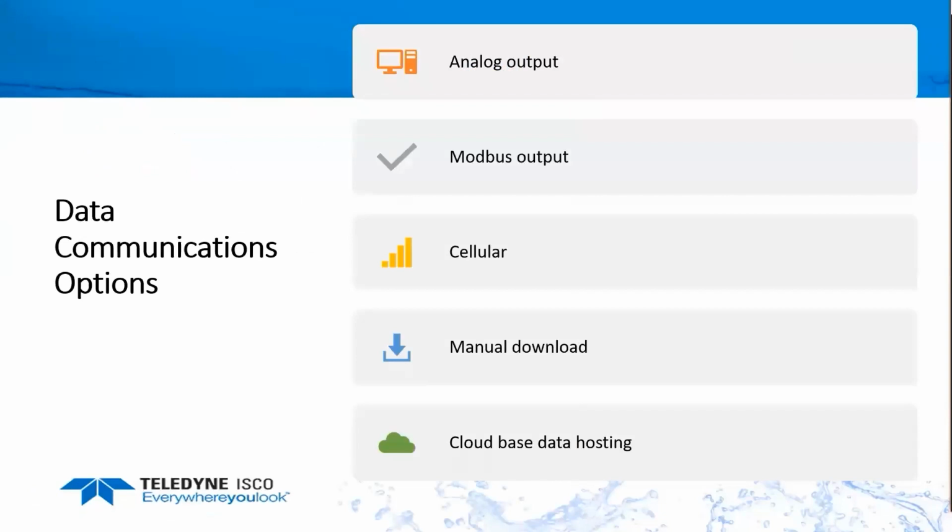Now, as far as the data communications, most common for industrial sites is going to be an analog output or Modbus output to get your data. Most flow meter companies offer cell phones, so you can get your data, which allows you to call it up or push the data, or you can go out to the site and just manually download the data. And then last is the cloud-based data hosting, which allows you to use a cellular modem. You don't have to worry about the analog output. You can then just push the data out to the cloud and easily view your data.